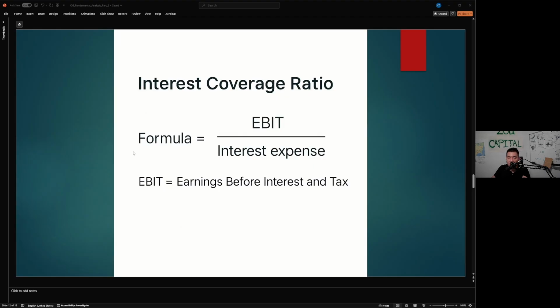Now moving on to interest coverage ratio. This ratio shows us a company's ability to pay its interest obligations. A higher number indicates greater ability to meet debt payments. For this ratio, anything above 5 is great. 3 to 5 is healthy and acceptable. If it's 2 to 3, it's in the caution zone, and anything below 2 is risky.